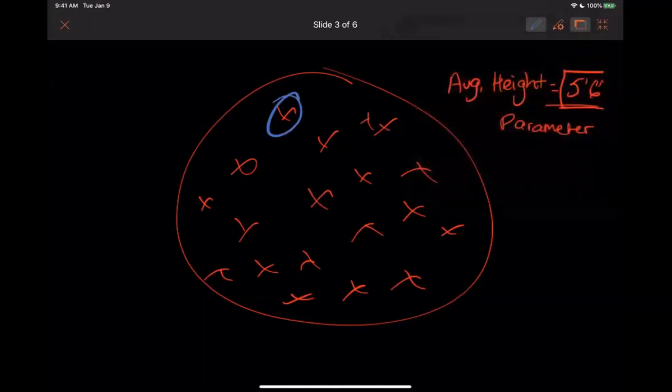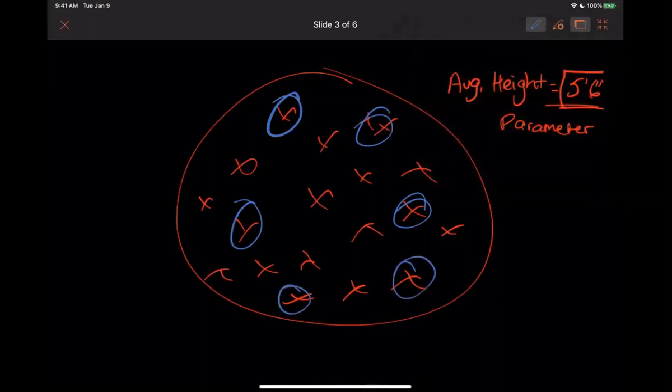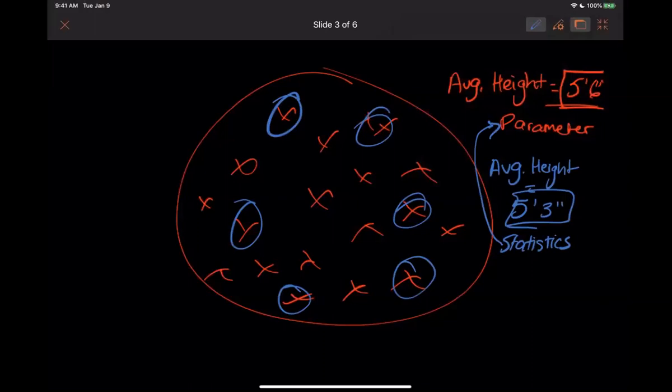Now, if we go back and we do the sampling approach where we have to choose a number of people, we might then say, okay, well, let's take everybody that's circled in blue, what is their height? You figure out the average height of those folks, and we can say that the average height of everybody in blue is 5 foot 3 inches. The blue number is a statistic. And this is where the idea of statistics comes from, this notion that we are computing a statistic, which is an estimate of what the parameter is.